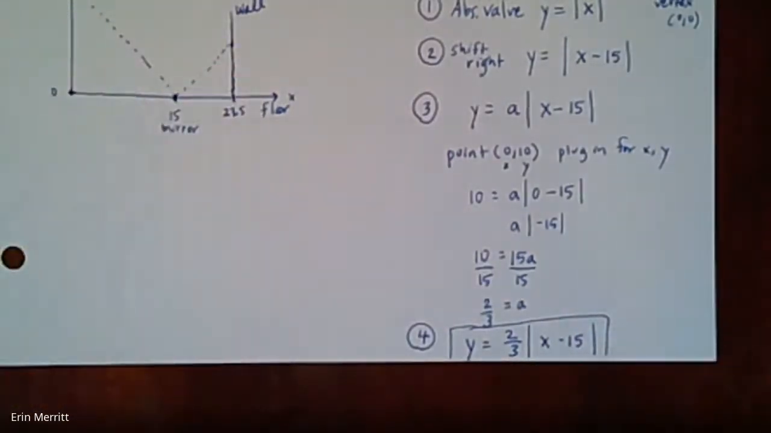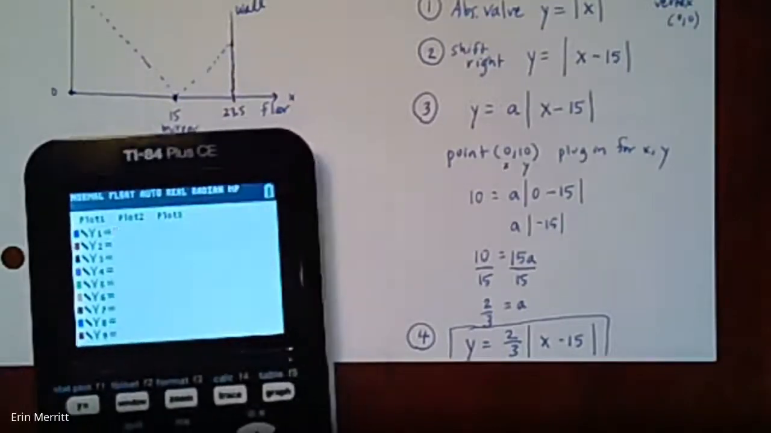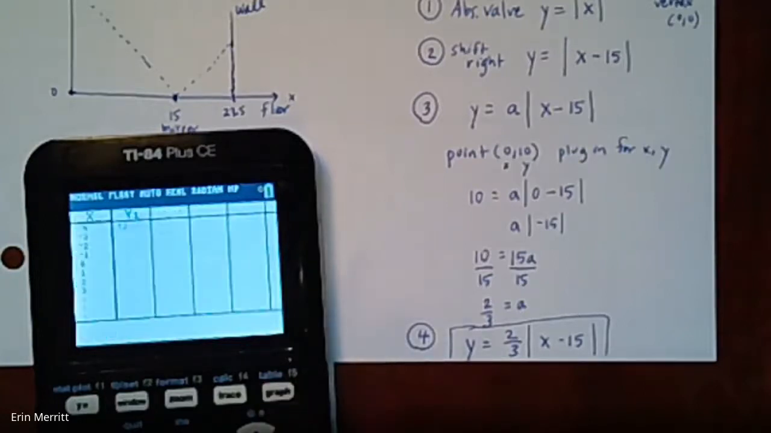Now, if I want to be certain, can I go to my calculator and confirm? Yep. So I'm going to type in 2/3 and then go to math to get my absolute value symbols here, x minus 15. Now, how do I check this? If I go to the table of values, see if those points are on there. So there's 0, 10. I should also have the point 15, 0. There it is right there. All right, so that's a good sign right there.